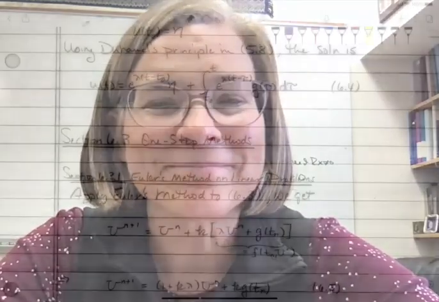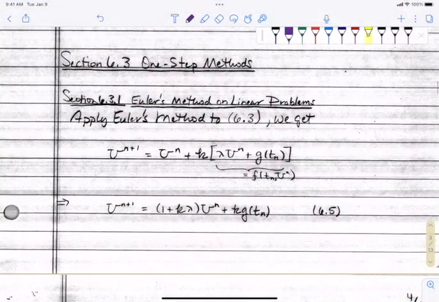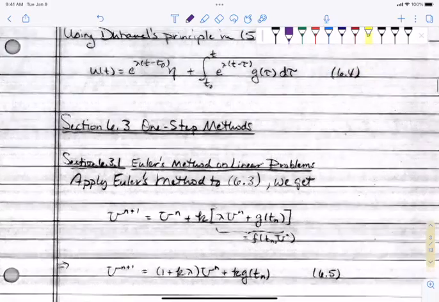Here is the first in an installment of several videos for sections 6.3 and 6.4 and so forth. We'll begin in 6.3.1. Here we go. We're going to start in section 6.3. We're going to apply Euler's method first to a linear problem.